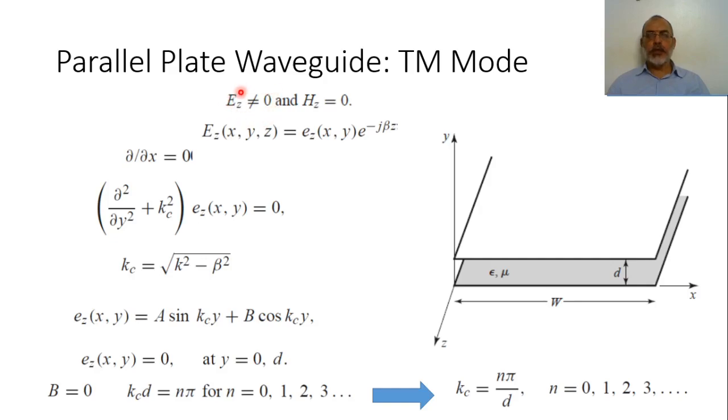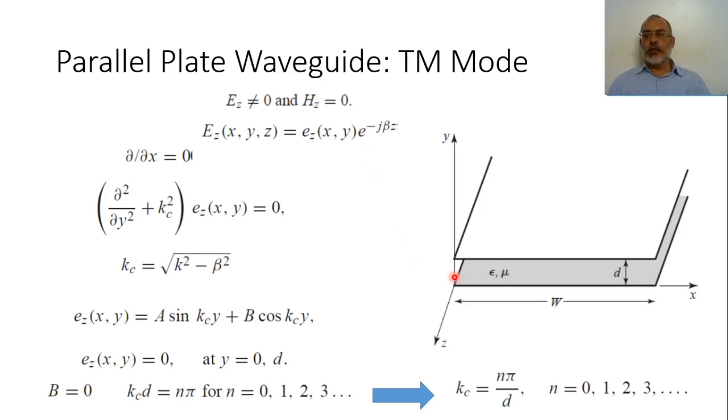And in this case, the general form for the longitudinal electric field component Ez as a function of x, y, and z would be E small z as a function of x and y multiplied by the propagation function e to the power minus j beta z.